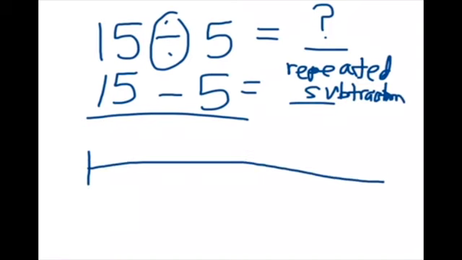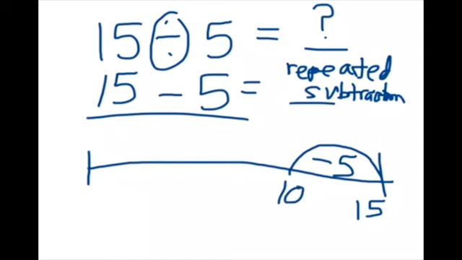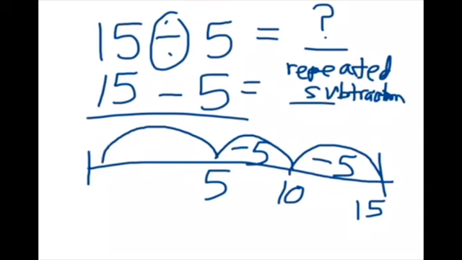So I'm going to start with a number line. And remember, when we subtract on a number line, we usually have our big number at the end of the number line. And I'm just going to minus 5. What's 15 minus 5? That would give us 10. And then I'm going to do 10 minus 5. And 10 minus 5 gives us 5. And then I'm going to do 5 minus 5. Oh, 5 minus 5 gets us to 0. So my number line ends in a 0, right? Because I repeatedly subtracted until I had nothing left.